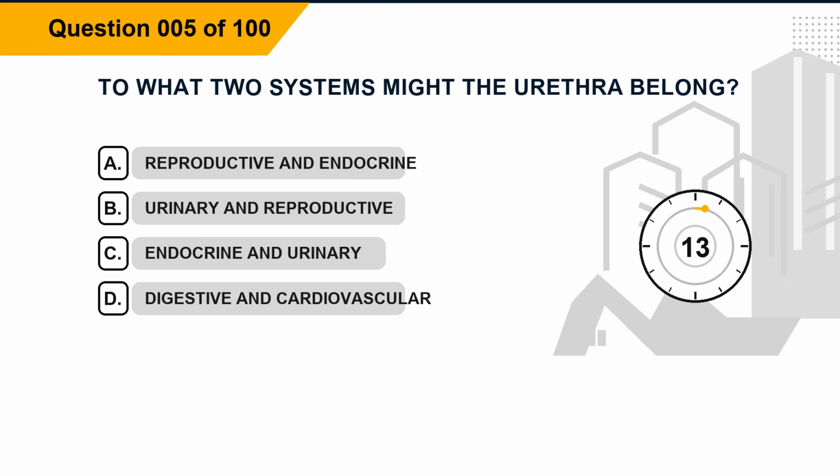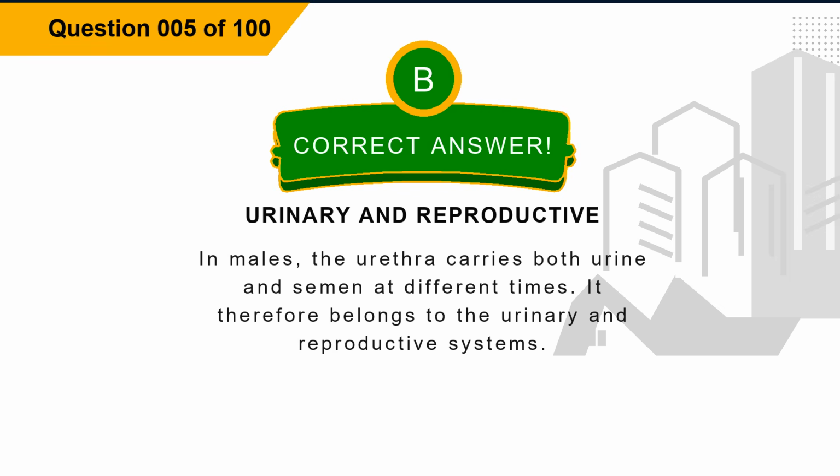Question 5. To what two systems might the urethra belong? Option A. Reproductive and endocrine. Option B. Urinary and reproductive. Option C. Endocrine and urinary. Option D. Digestive and cardiovascular. The correct answer is option B. Urinary and reproductive. Explanation. In males, the urethra carries both urine and semen at different times. It therefore belongs to the urinary and reproductive systems.